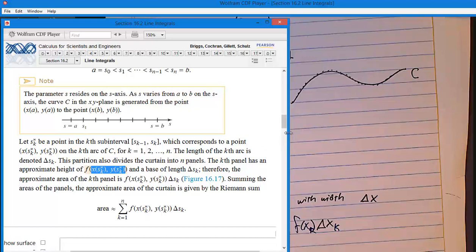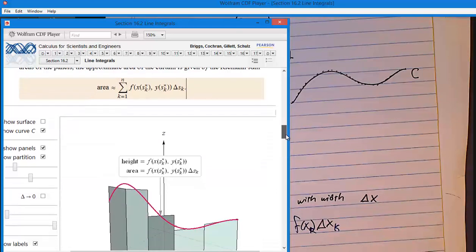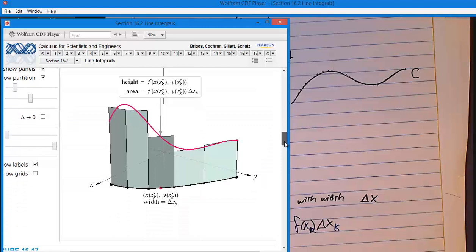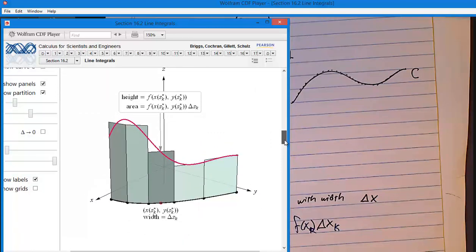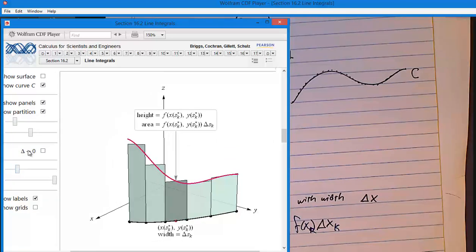Then, the area of the curtain is approximately this, which of course is a Riemann sum. And if you have a Riemann sum, the fundamental theorem of calculus works, right? And so here's a really nice picture. That's approximately the area of the curtain, right? What can I do? That's A and B.